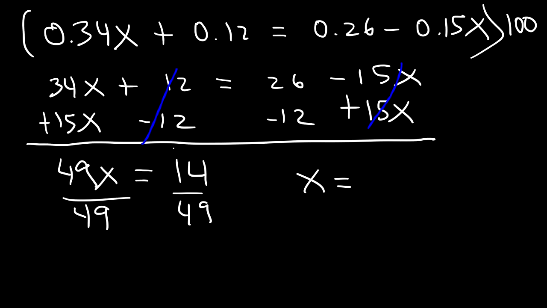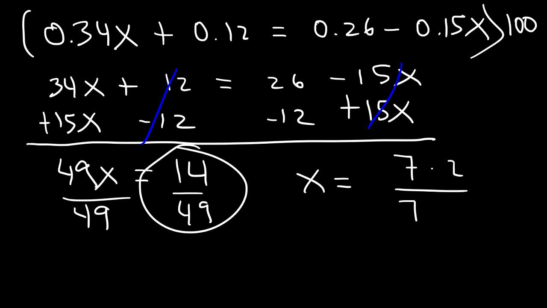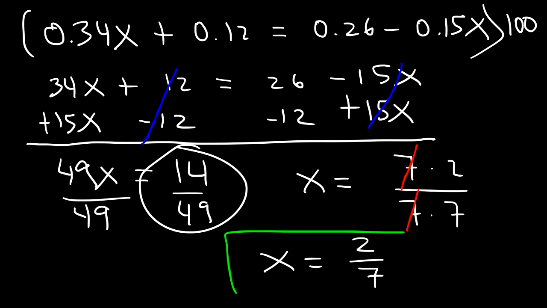So x is equal to 14 over 49, which we could simplify that fraction. 14 is 7 times 2. 49 is 7 times 7. So therefore x is equal to 2 divided by 7. And so that's the solution for this problem.